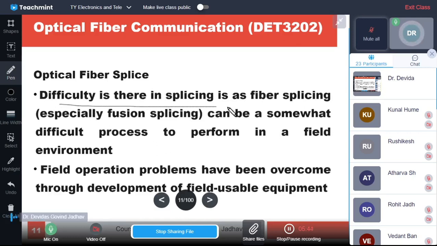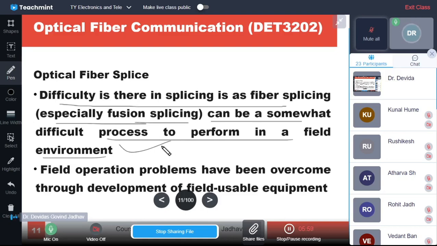Then difficulty is there in the splicing, especially in the fusion splicing, as fiber splicing can be a somewhat difficult process to perform in the field environment. But nowadays handheld splicing machines are available, which do automated, very good quality splicing, but this is an old book. Also, as compared to the factory, field splicing is difficult. So field operation problems have been overcome through development of field usable equipment, portable splicing machines.